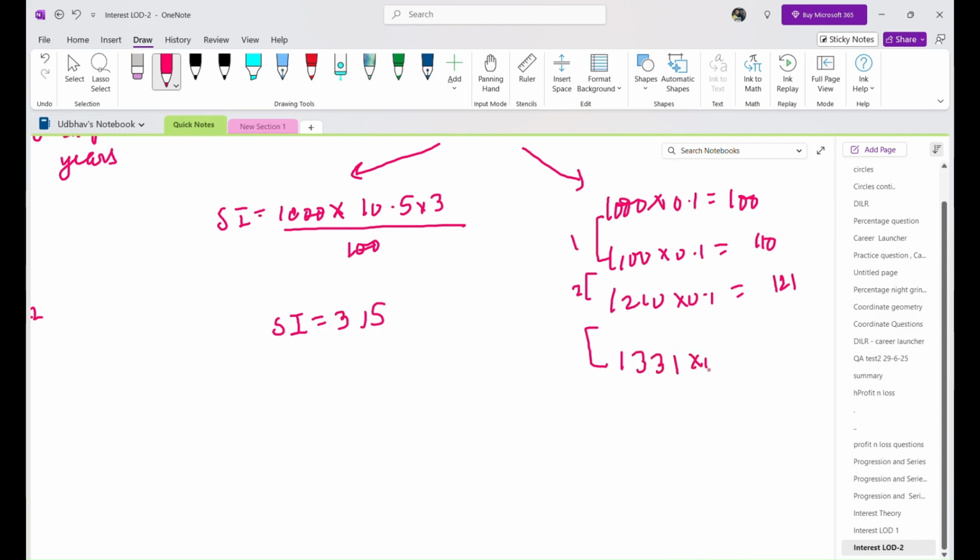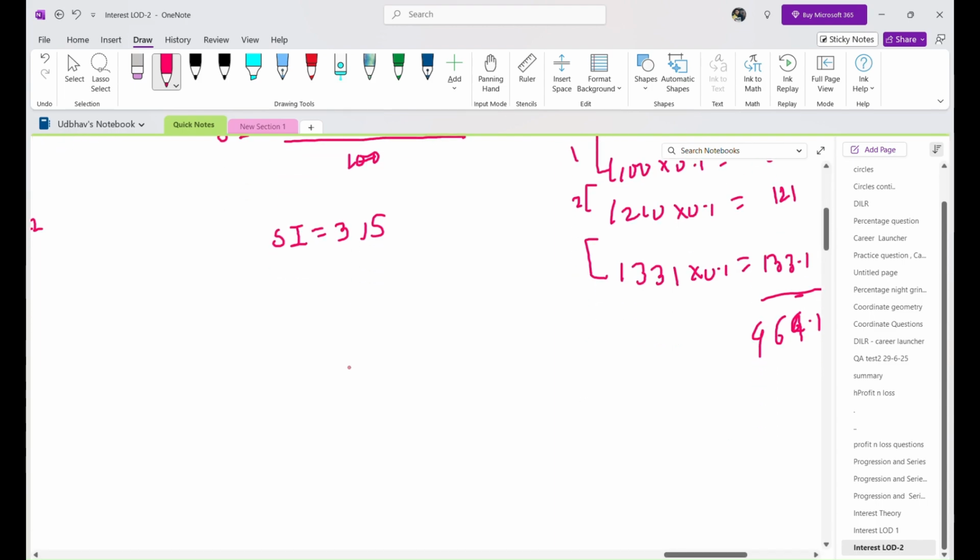1331 into 0.1, 133.1. So the total compound interest will be 100 plus 110 plus 121 plus 133.1, which comes to 464.1. So this is the compound interest.